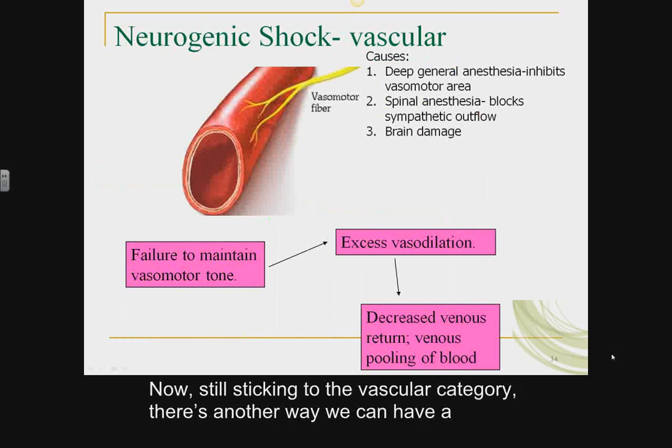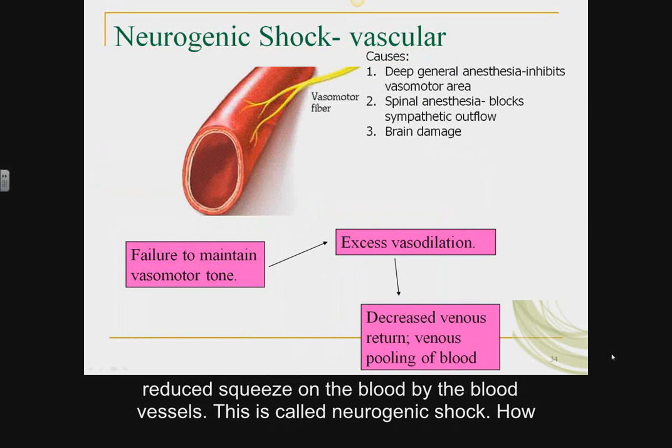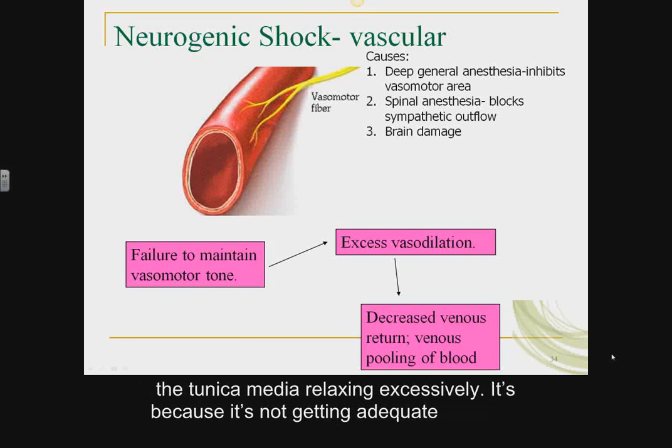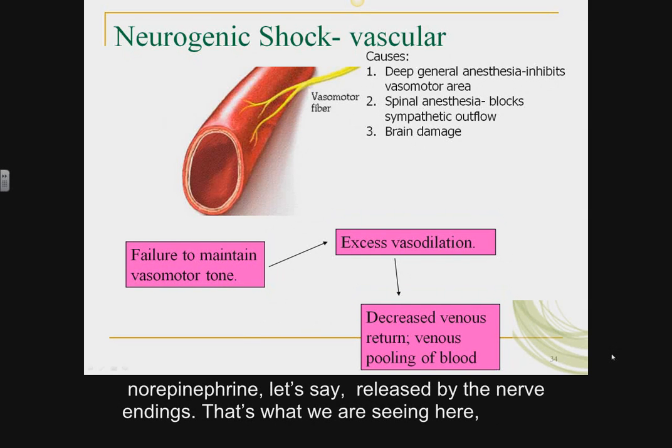Sticking to the vascular category, there's another way we can have a reduced squeeze on the blood by the blood vessels. This is called neurogenic shock. How can a person get here? What is it in the first place anyway? It's basically the tunica media relaxing excessively. It's because it's not getting adequate norepinephrine. Let's say the epinephrine released by nerve endings. That's what this picture is showing you here, a postganglionic sympathetic fiber.